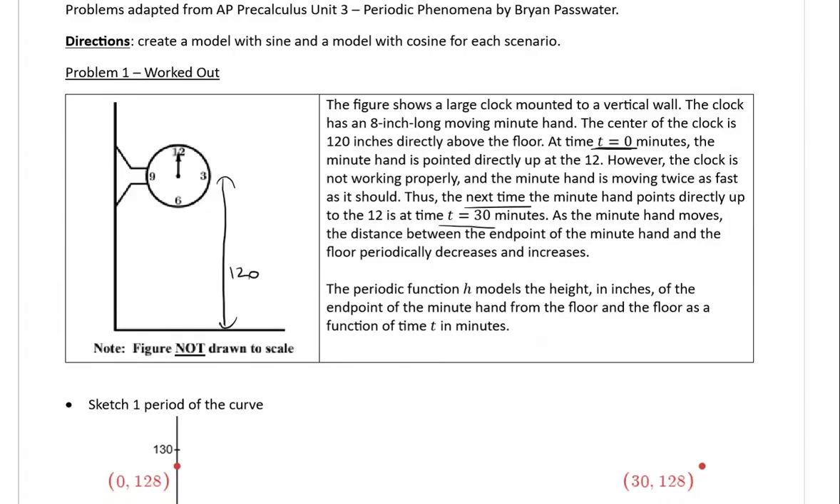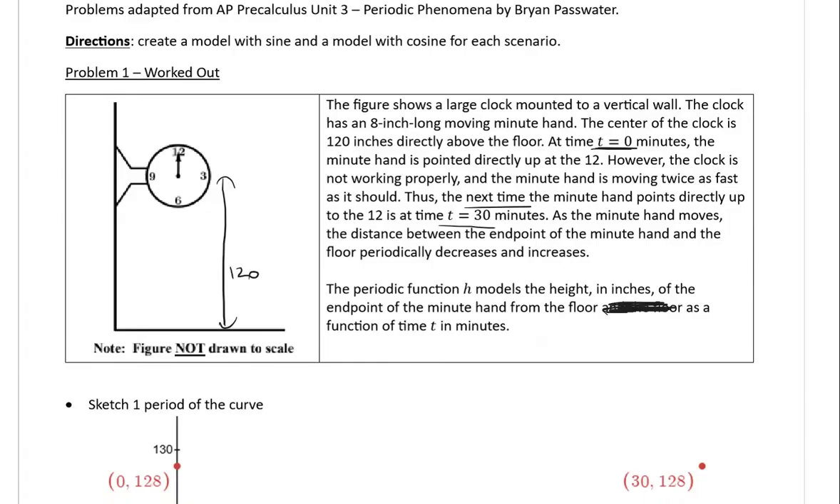As the minute hand moves, the distance between the endpoint of the minute hand and the floor periodically decreases and increases. The periodic function h models the height in inches of the endpoint of the minute hand from the floor as a function of time t. Let me fix that. I think that should be fine.